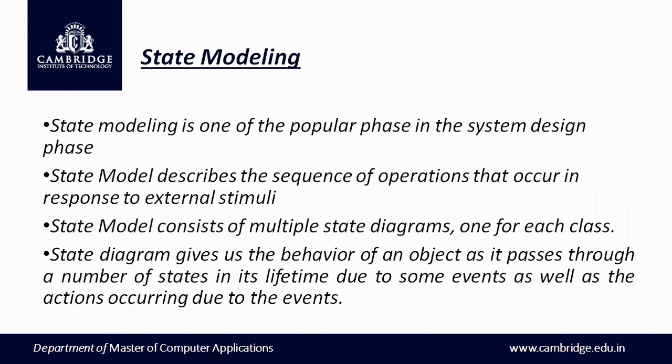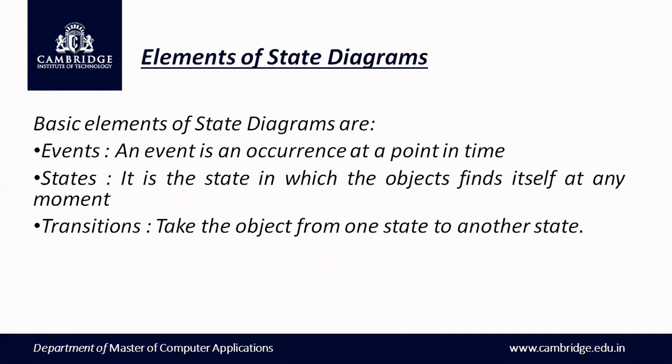That is, for every class that has been identified in the class modeling, we are going to draw a state diagram. A state diagram is the behavior of an object in its entire lifetime as it changes from one state to the other state whenever an event occurs. So that is a simple definition of state modeling.